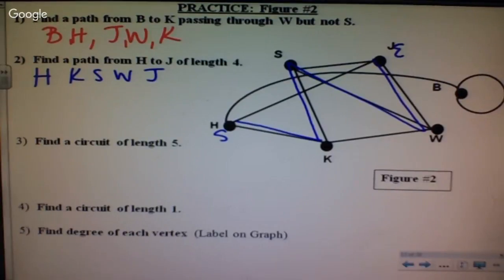Number 3 says, find a circuit with a length of 5. It doesn't tell you where you need to start. But remember, it's a circuit, so you have to start and end at the same spot. And you said you want to start where? B. Can't you start from B and then work your way to J? Okay, be careful though. This is a circuit.